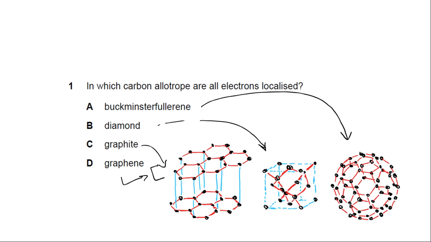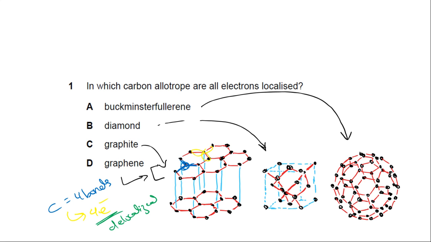Now, what we have to do is tell which of these allotropes has all electrons which are localized. For this, what you need to know essentially is that if I take, let's say, this carbon of graphite, you can notice that it makes one bond, two bonds, and three bonds. And we know that carbon has to make four bonds. So in graphite, and the same goes for graphene, if carbon is making three bonds, the fourth electron of carbon will be what we call delocalized.